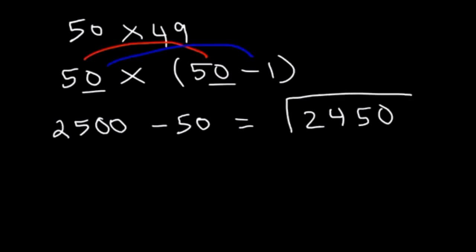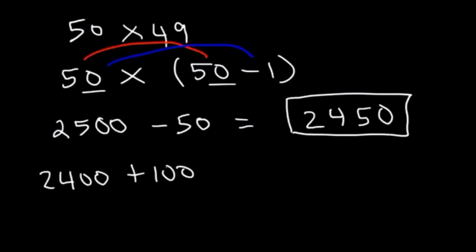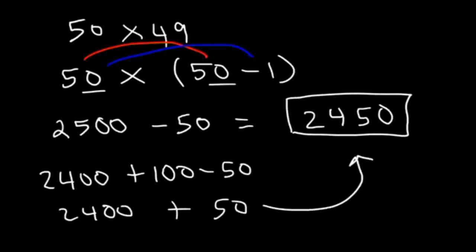If you don't see this answer immediately, you could break down 2,500 into 2,400 plus 100. And you know 100 minus 50 is 50. So therefore, you're going to have 2,400 plus 50, which is equal to 2,450. So that's 50 times 49.